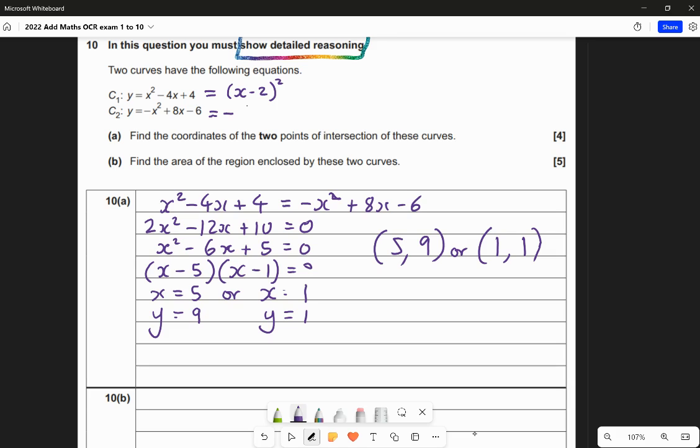And so x squared minus 8x becomes x minus 4 all squared. If I expand that out, I would get x squared minus 8x plus 16. And if I do the negative of all that, I get negative x squared positive 8x and negative 16. So I need another positive 10 to make negative 6.